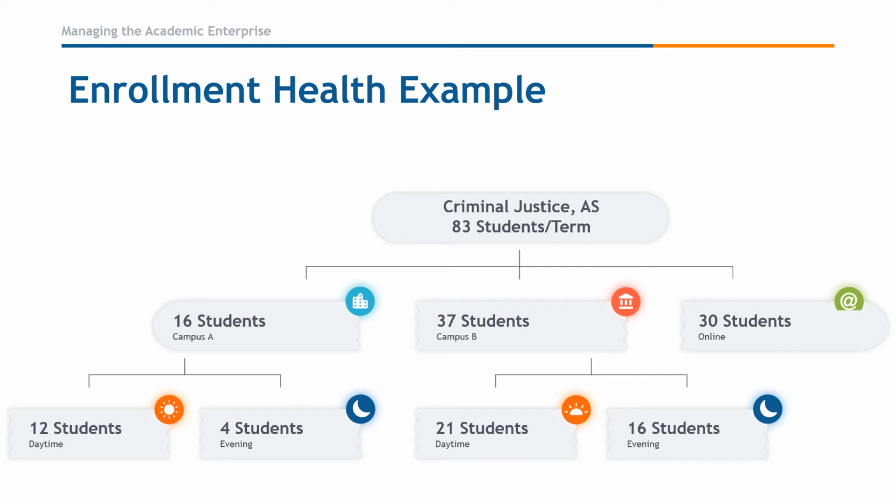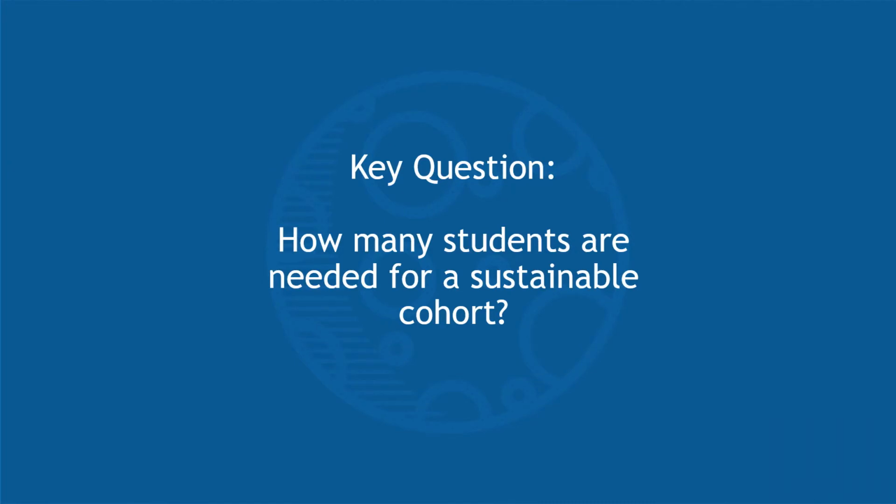So you end up with 30 online students, but you also end up with, out of the 16 Campus A students, 12 of them daytime and 4 of them evening. And of the 37 on Campus B, 21 and 16 respectively are daytime and evening. So you start to see how you get very, very small student populations if you're not paying attention to this, or if you represent to your students that they can take these classes in every way imaginable and still graduate.